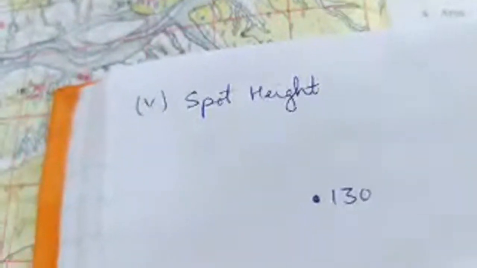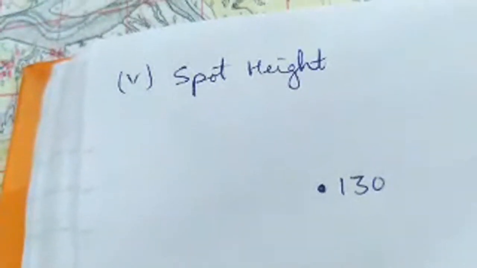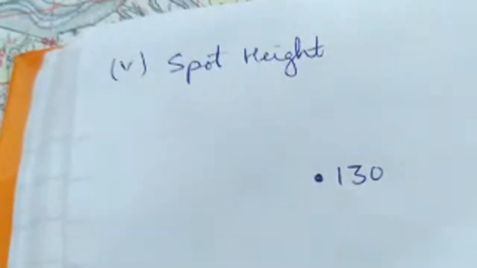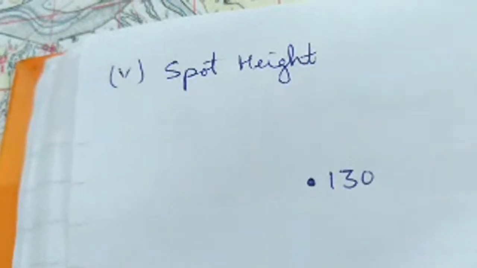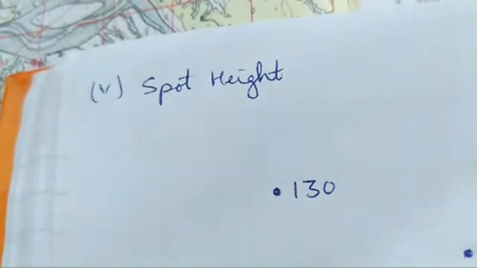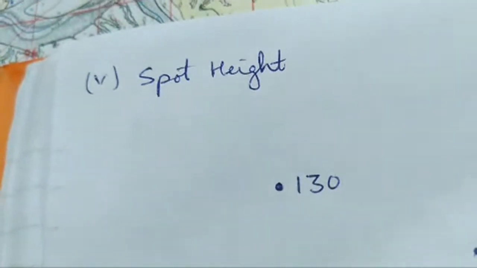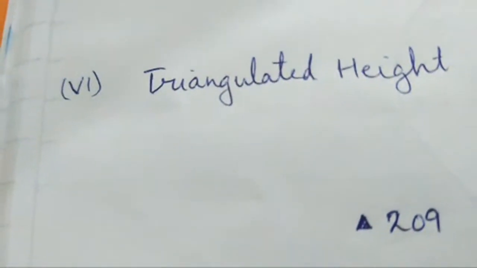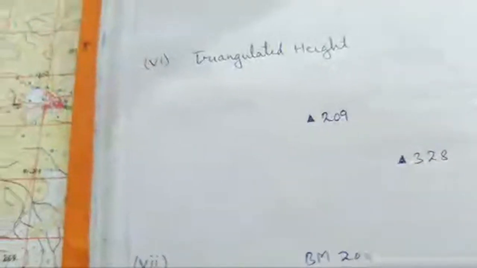Now look here. This spot height is the height of these particular places measured by the method we call surveying. During the survey, a group of people survey an area, the whole area is given, and then that whole area is surveyed. So when the height is measured by the surveying method, that height is called spot height. But what is this triangulated height? Now let me explain to you about the triangulated height.